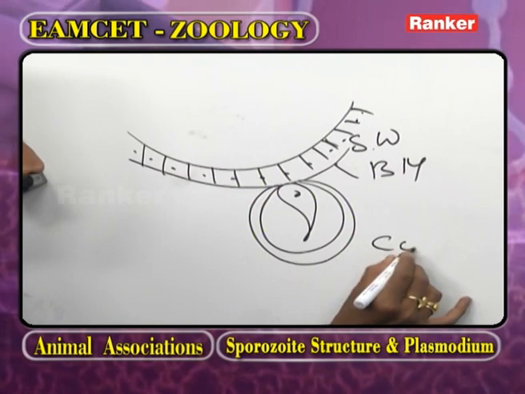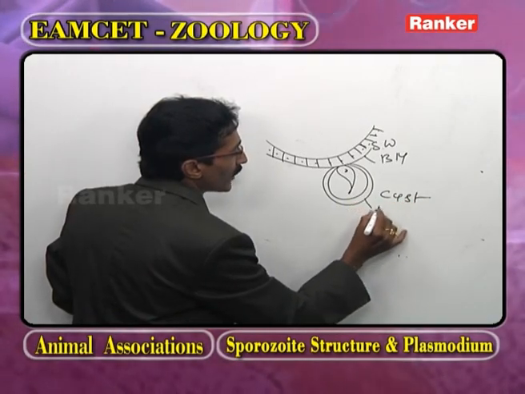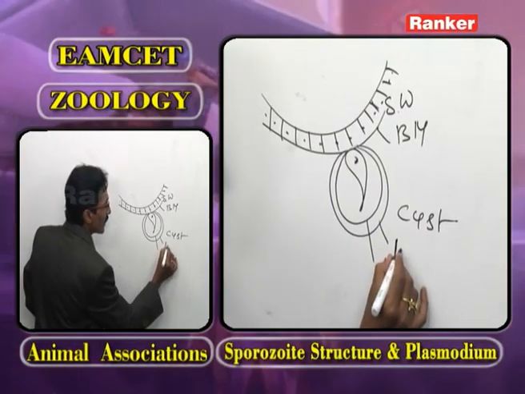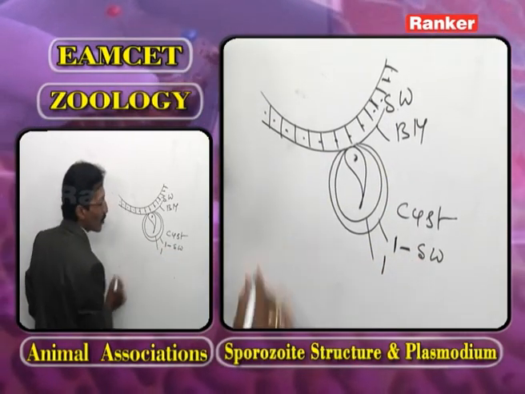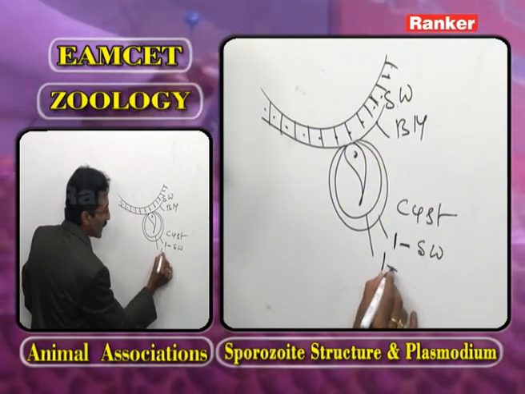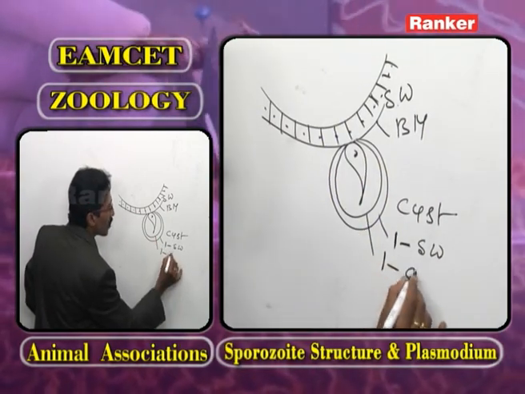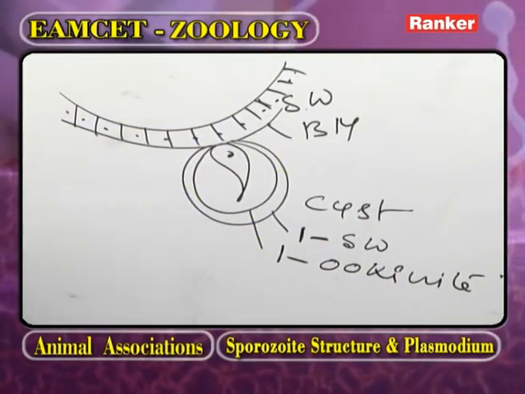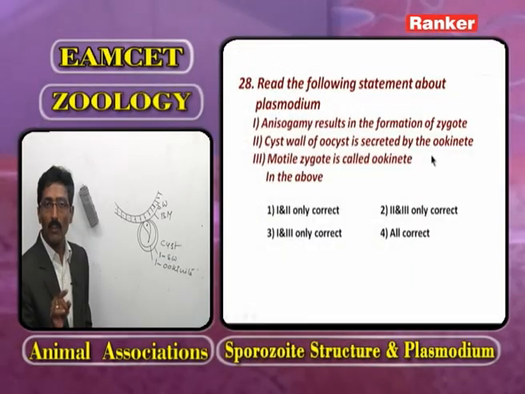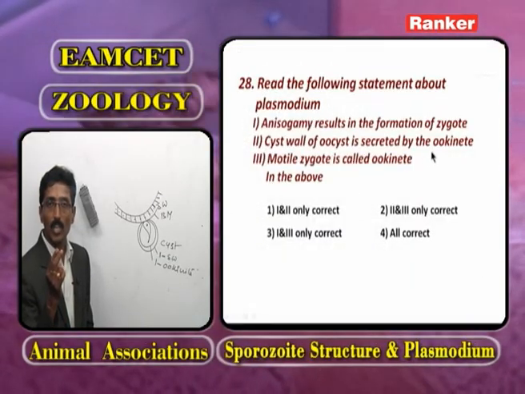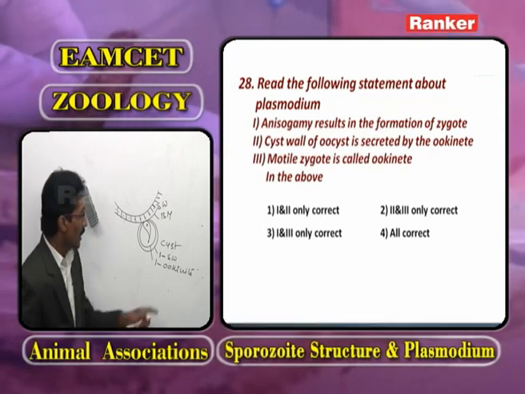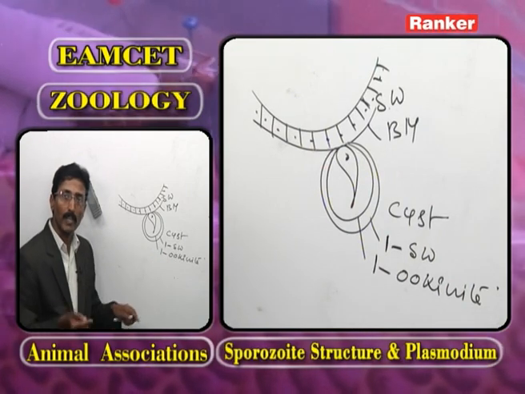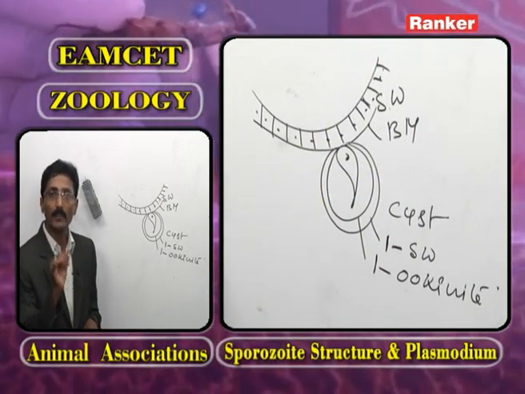Now this one we call the cyst. In the cyst how many layers are present? Two layers. One layer is derived from the stomach wall of the mosquito. The second layer is secreted by the ookinete itself. Now the second statement, the cyst wall of oocyst: in the oocyst how many layers are present? Two. One is derived from the stomach wall of the mosquito, and one is secreted by the ookinete itself. So the second statement is also correct.